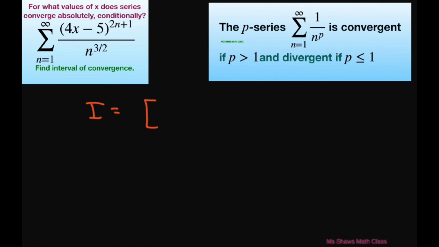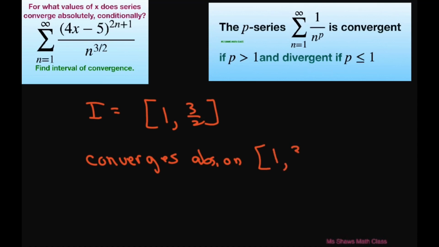So since that's true, we have our interval of convergence at our endpoints is going to be a closed interval 1, 3 halves. The series converges absolutely on also 1, 3 halves. And there is no conditional convergence.